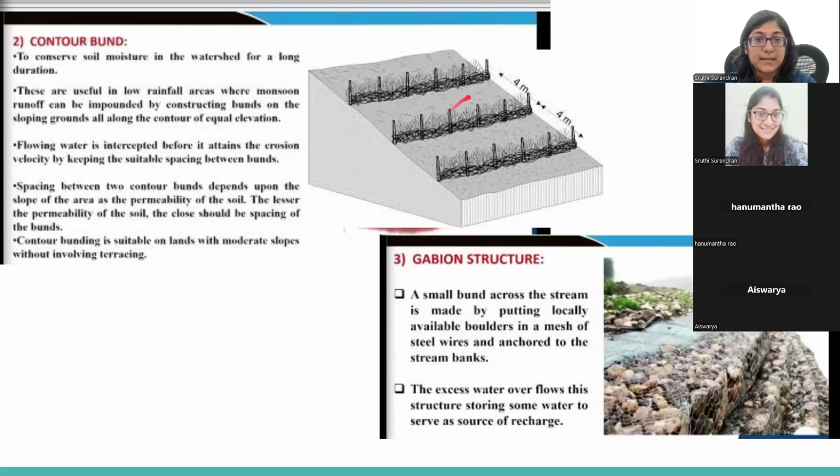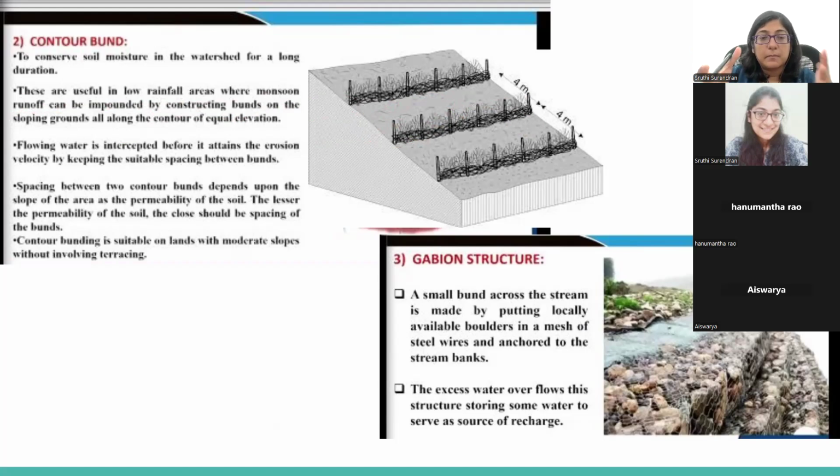Now, the spacing between the bunds depends upon the slope in that area as well as the permeability of the soil in this area. With soils that have less permeability, the spacing will need to be closer. This is because permeability is a property with which water can flow within the soil, within an aquifer, in a very easy manner.